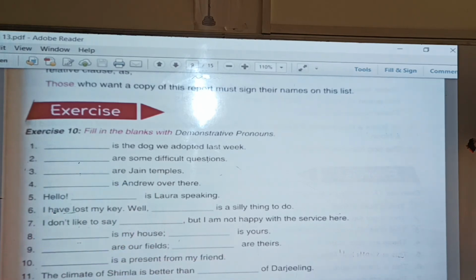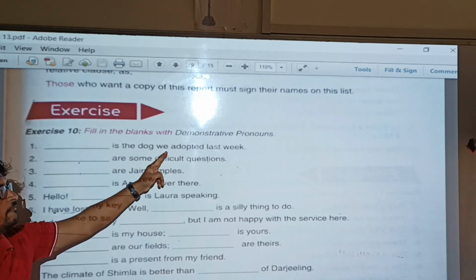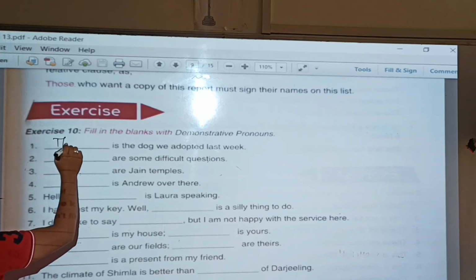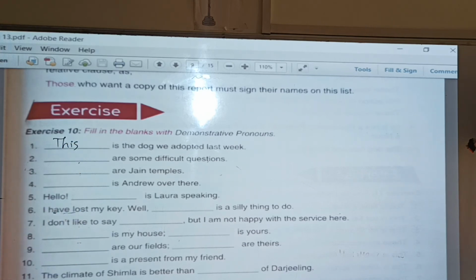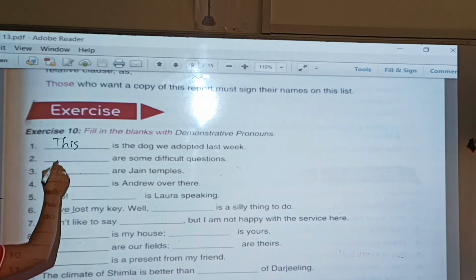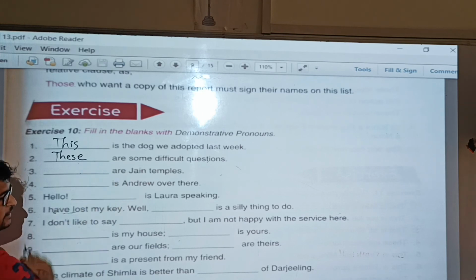Here the first one is: dash is the dog we adopted last week. So this is the dog. Then, dash are some difficult questions. So these are, it is plural. These are some difficult questions. So the rest of all you will have to solve. Just think about singular and plural, nearer or far. It is a very easy exercise. I hope you will do it so well.